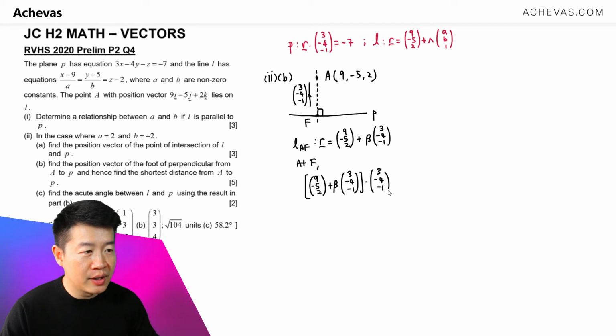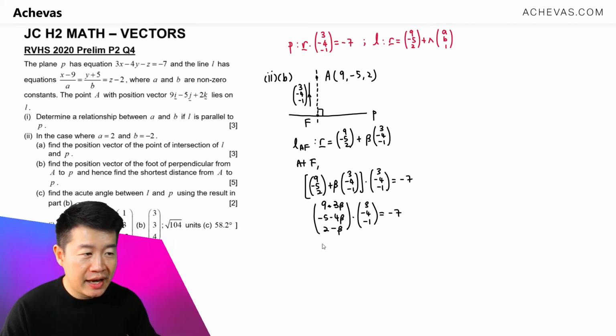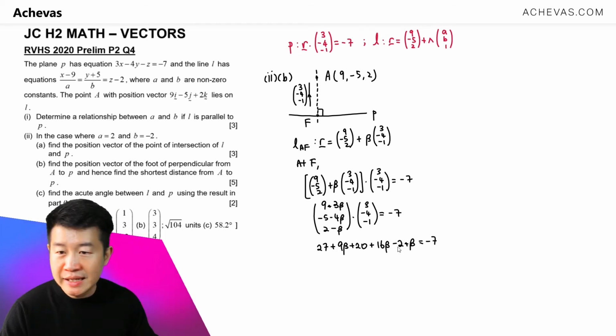So dotted with 3, -4, -1, this is equal to -7. And this, making it into one single column vector, we have 9 + 3 beta, -5 - 4 beta, and 2 - beta. So I'll take this dot 3, -4, -1. This is equal to -7. So with this, expanding it, it is going to be 3 times 9, 27, plus 9 beta, plus 20, plus 16 beta, then minus 2 plus beta. This is equal to -7.